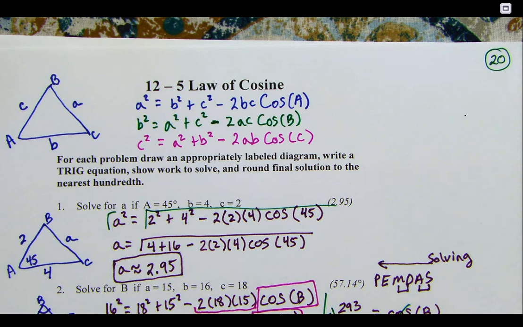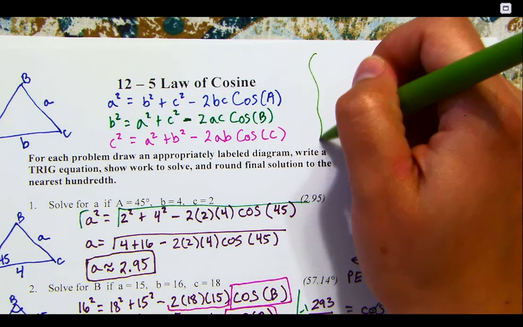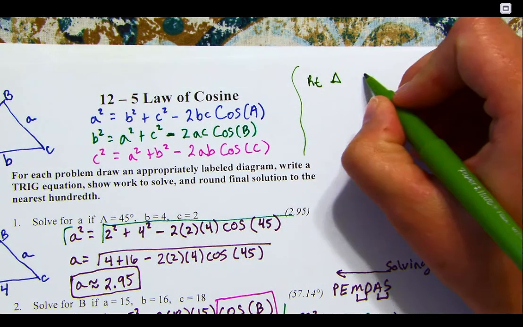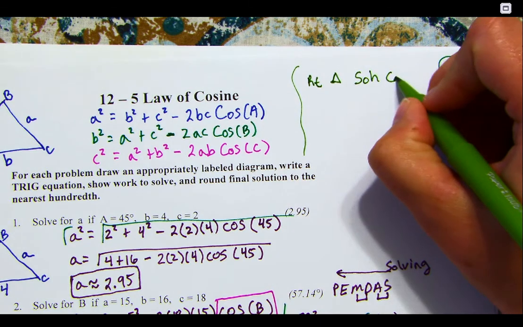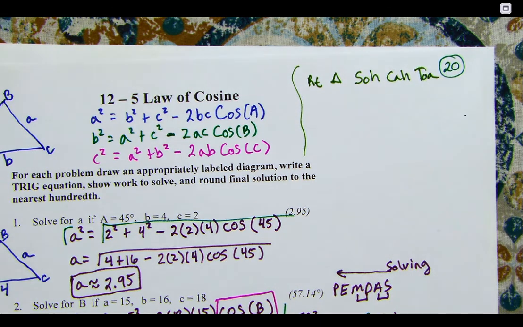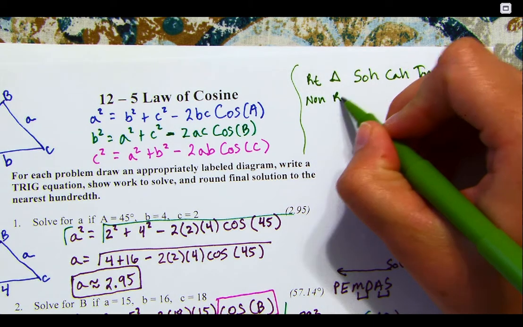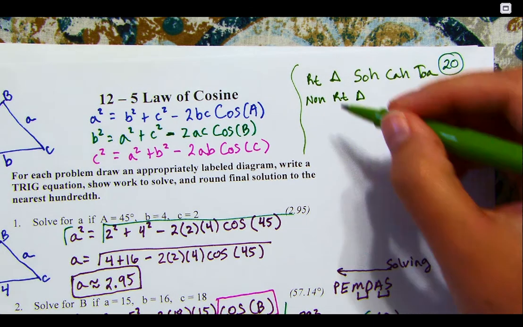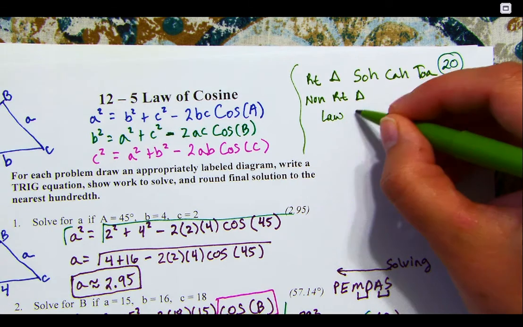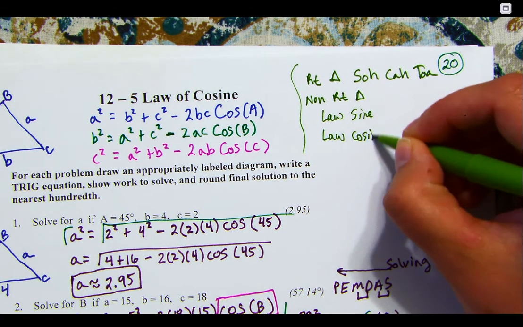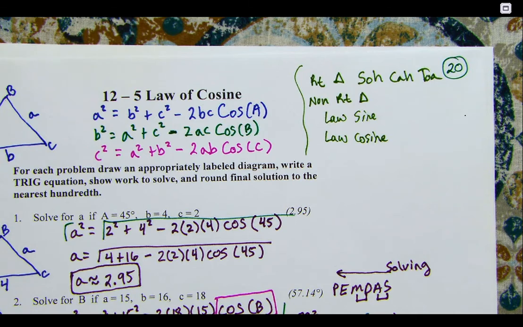So remember, I'm just going to make some kind of notes off to the side up here. If we are dealing with a right triangle, that is when we use SOHCAHTOA. Non-right triangles are going to be either the law of sine or law of cosine. So we have to know when to use what.